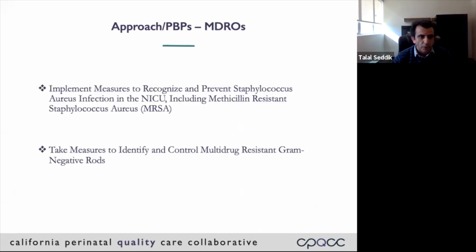And so the approach to MDROs, I would summarize in one word, is detection. You do want to know, more importantly, if somebody is infected with an MDRO, and I think we focus on MRSA and gram-negative rods because these are the two broader categories that we encounter in the NICU. So you would want to have measures to detect infections, plus or minus colonization, depending on your NICU practices.